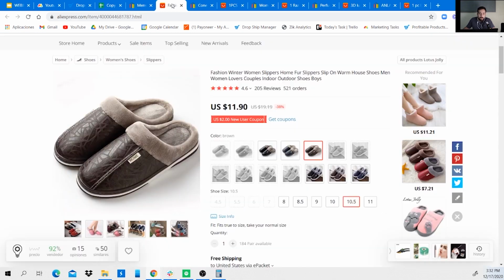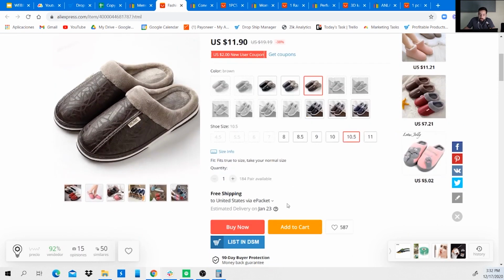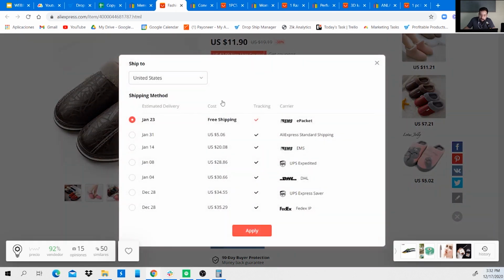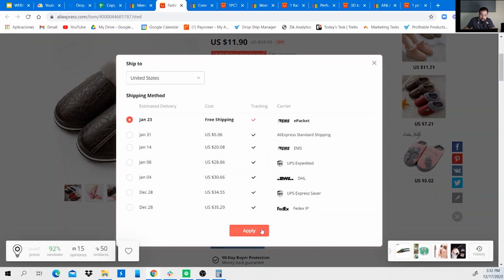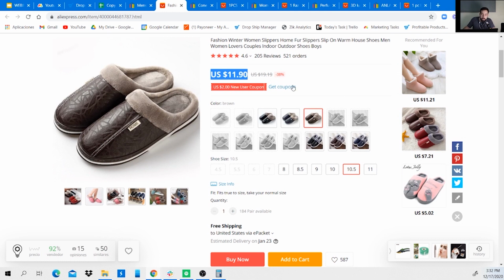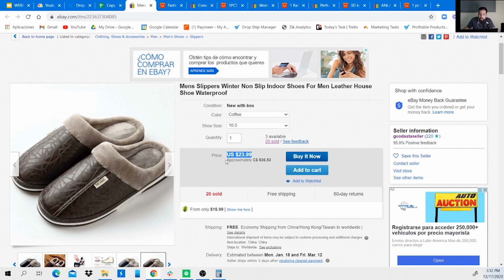$23.99. Now on AliExpress we have the same item, the same color, the same size, and including shipping, that is free shipping via ePacket. We have the final price or cost, which is the supply cost, is $11.90. So you can clearly see that this is way cheaper than this price right here. So that is the first example of what is online arbitrage based on this product.